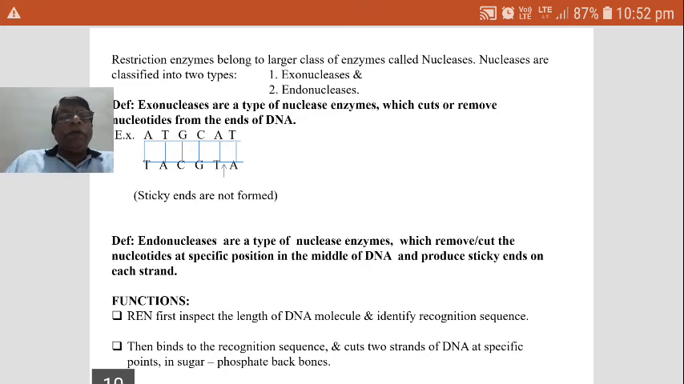This video is a continuation of video number 29, B part. In the last video, that is the A part, we have learned up to exonucleases. Today we shall see the endonucleases.